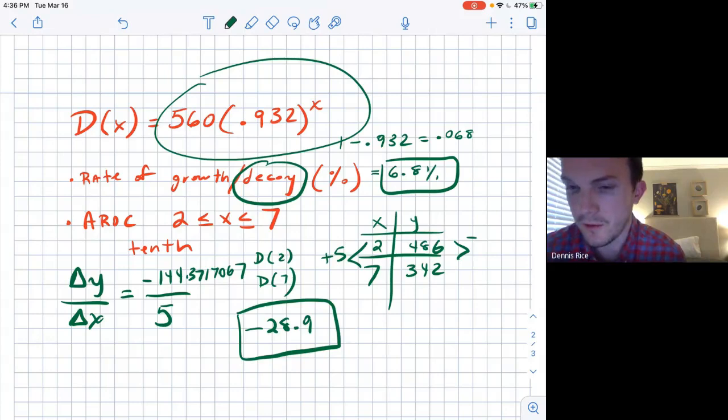Let's take a look at another piecewise. Let's do a piecewise, and then we'll kind of wrap up.